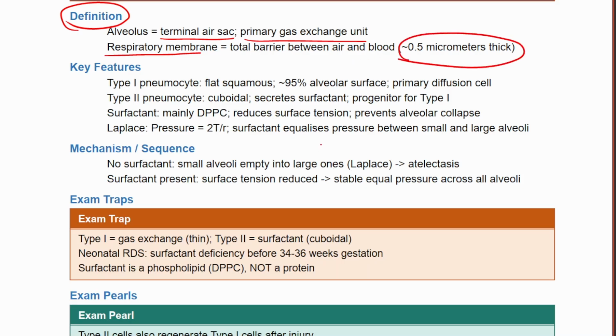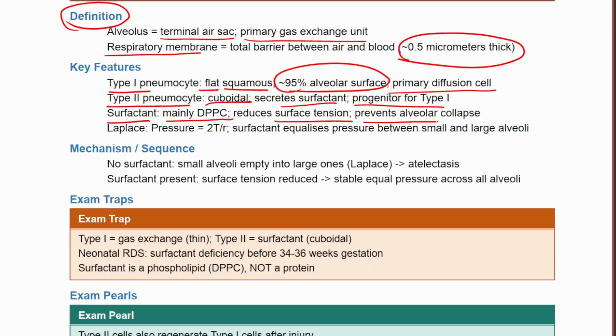For the exam, you must clearly distinguish between the two key cellular features of the alveolus. Type 1 pneumocytes are flat, squamous cells covering 95% of the alveolar surface, optimized as primary diffusion cells. In contrast, type 2 pneumocytes are cuboidal cells that secrete surfactant and serve as the progenitor for type 1 cells. A classic example is to memorize that type 2 cells also regenerate type 1 cells after injury. And surfactant is mainly a specialized phospholipid, mainly DPPC. It reduces surface tension and prevents alveolar collapse.